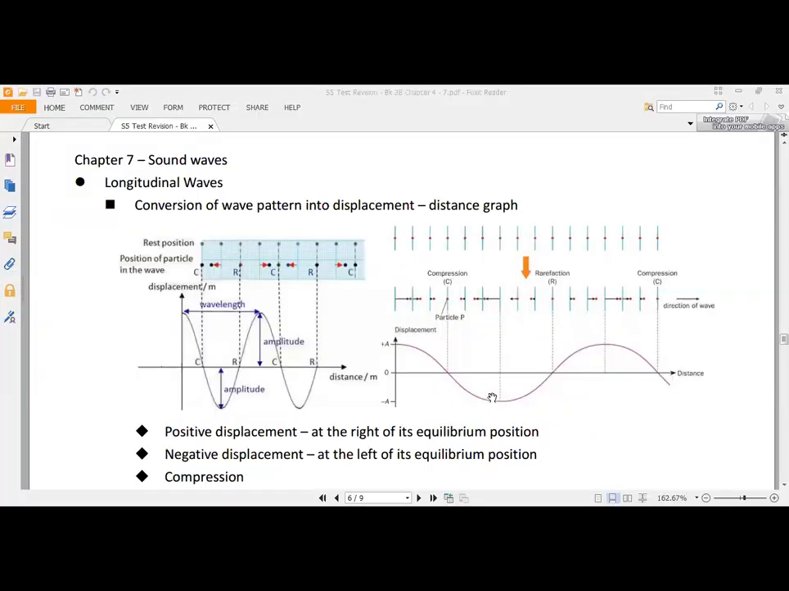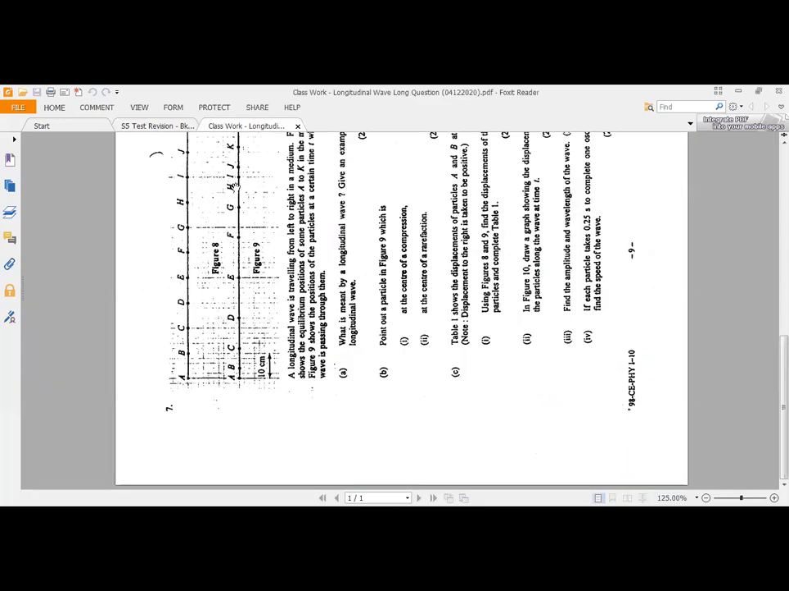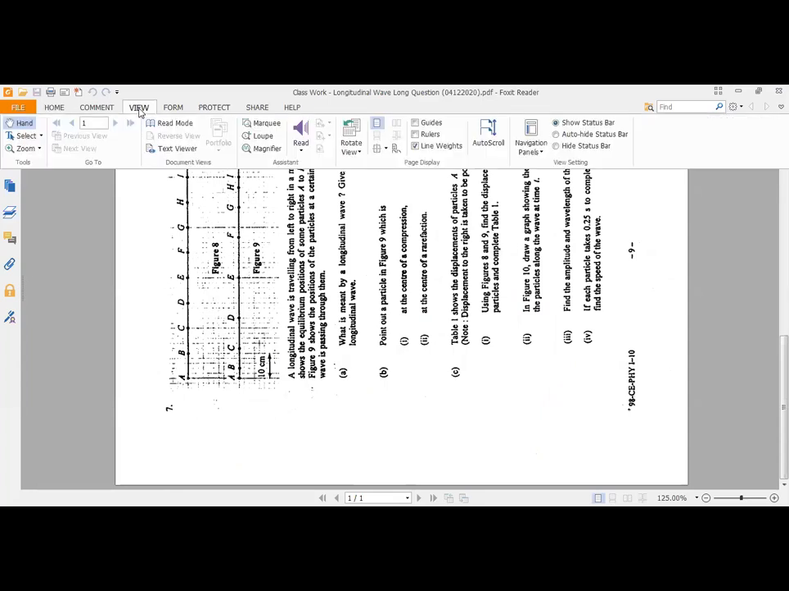There will be a question asking you about the direction of a certain particle in a longitudinal wave. Last time we had a homework. Unfortunately, quite a lot of you actually did wrong in the homework. So that's why I want to go through that again. In fact, I returned it to you already. You may go and have a look, revise the homework.